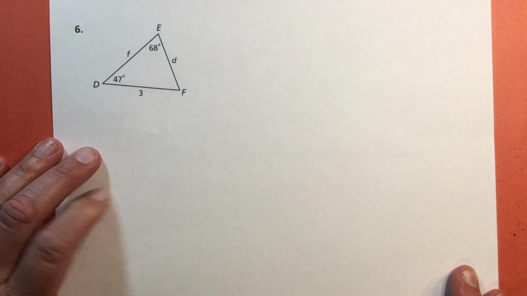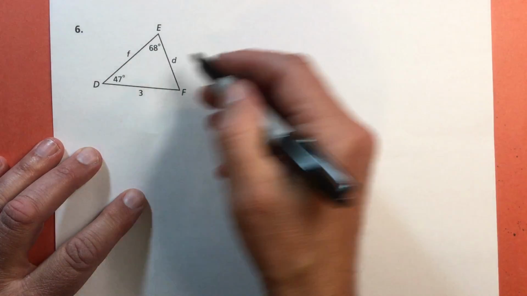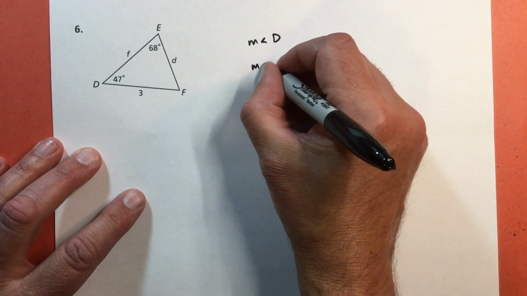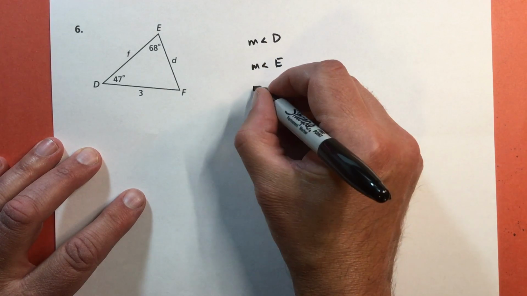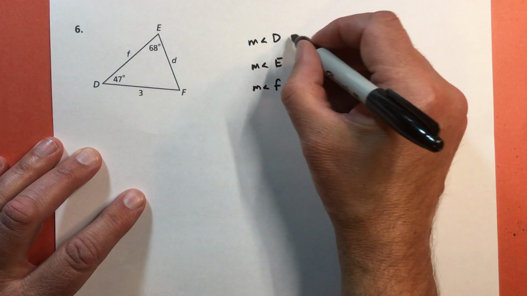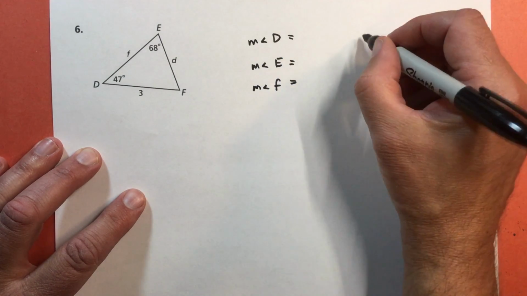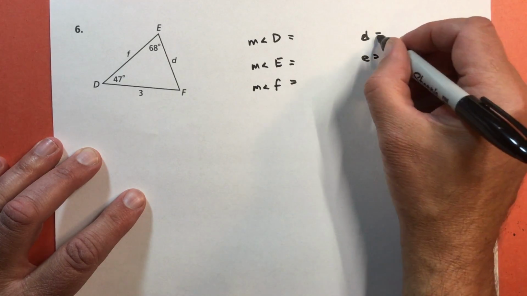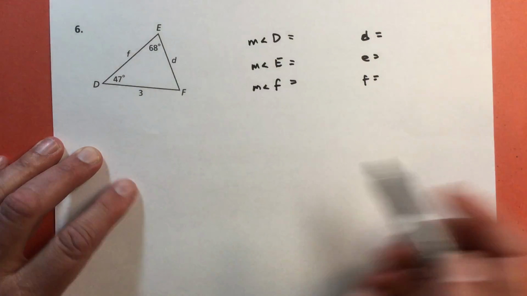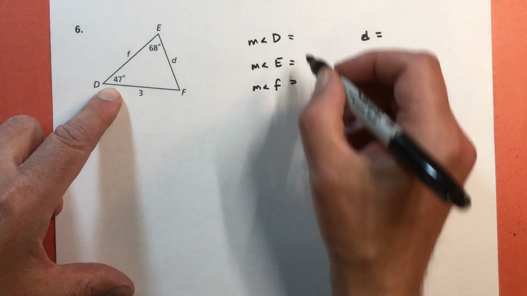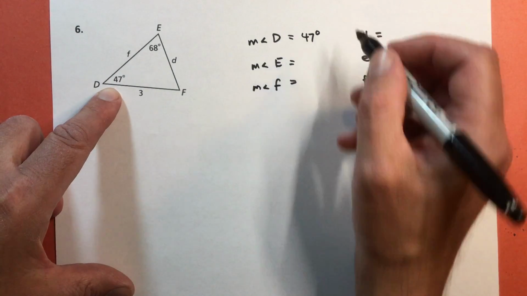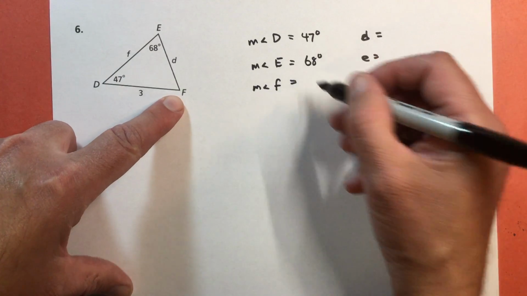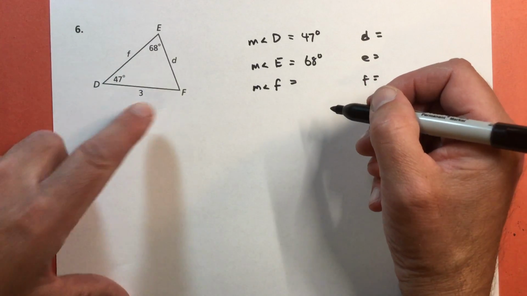Number 6. So now I got triangle DEF. I got measure of angle D, measure of angle E, measure of angle F, and side D, side E, and side F. What do I know? Angle D is 47 degrees, angle E is 68 degrees, angle F we don't know, we're going to figure that out first.